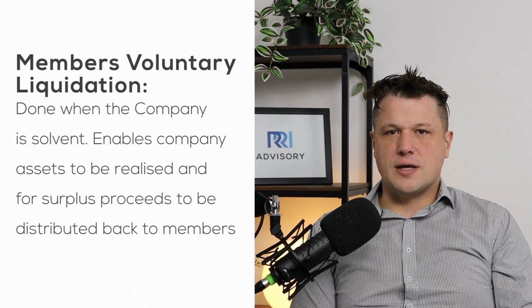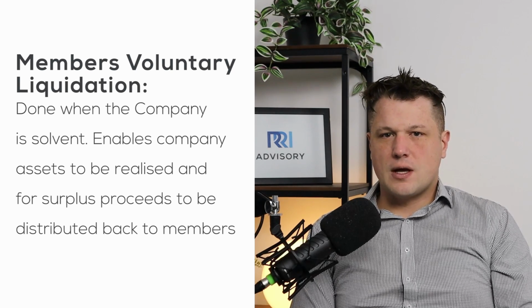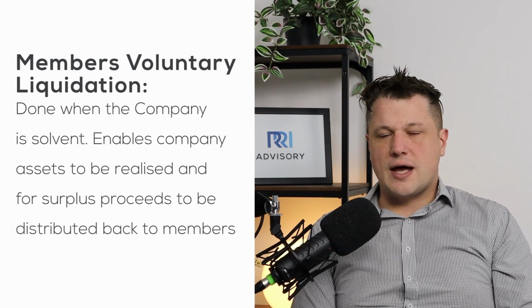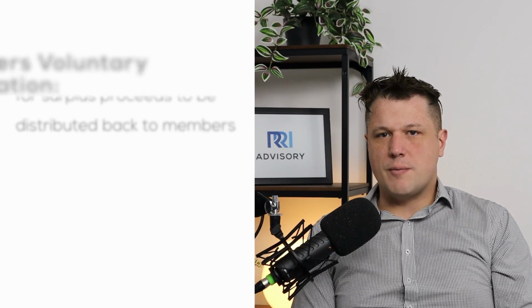There are three types of liquidations that we're involved in on a regular basis. The first type is called a members voluntary liquidation, which is where the company is solvent and is able to pay its debts as and when they fall due. And basically the purpose of that one is to enable the assets to be realised and any surplus proceeds to be distributed back to members.